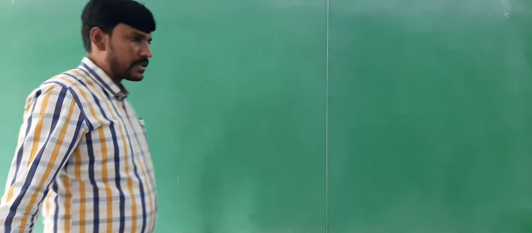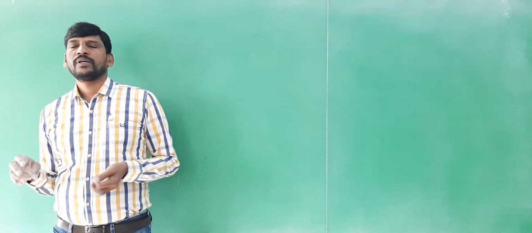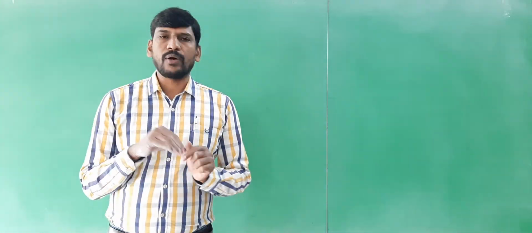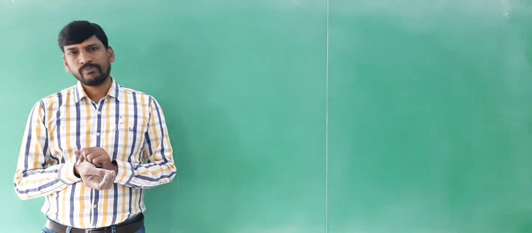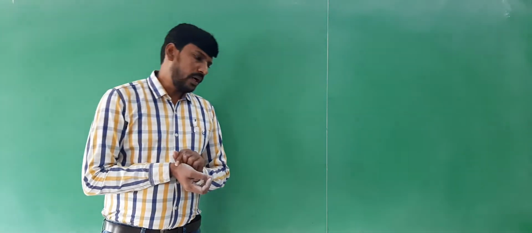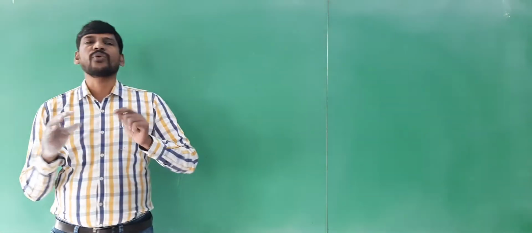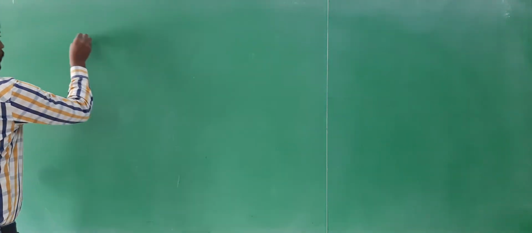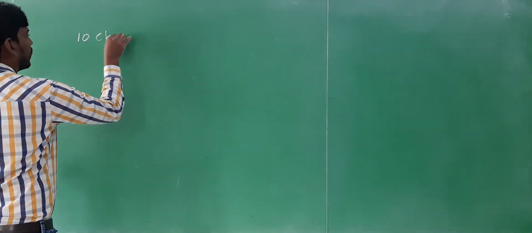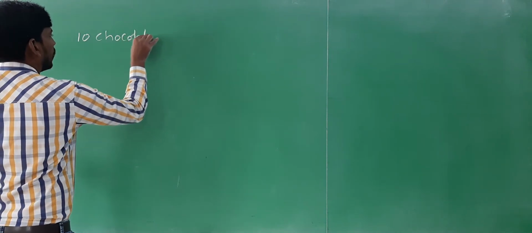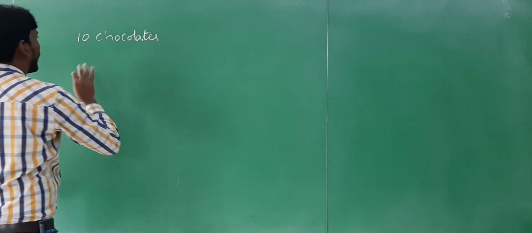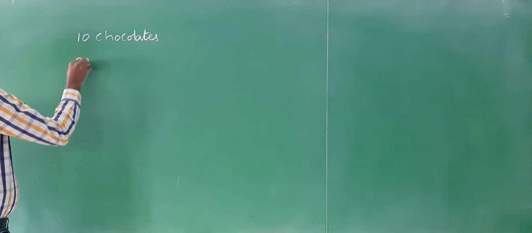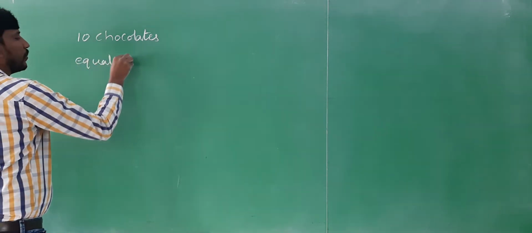Children, let us discuss a simple concept. Suppose a person has 10 chocolates, right? Now I want to divide them into equal shares. Suppose you have 10 chocolates, you need to divide them into an equal ratio, that is, to get an equal ratio.